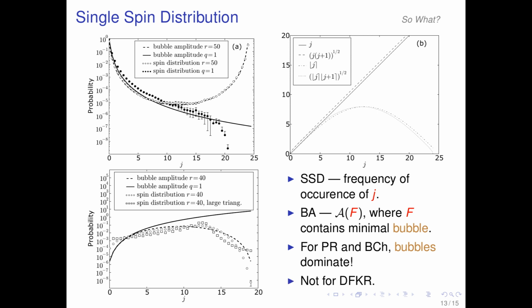However, if we look at the DFKR model, this weight is distributed much more differently. And if you look carefully, you notice that the numerical data for the single spin distribution and the theoretical single bubble curves do not agree. So this is a logarithmic axis, and if you plot them non-logarithmically, the difference will be even greater. So for the DFKR model, we can say that the single or isolated bubble spin foams do not actually dominate.